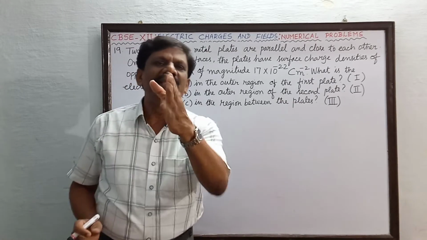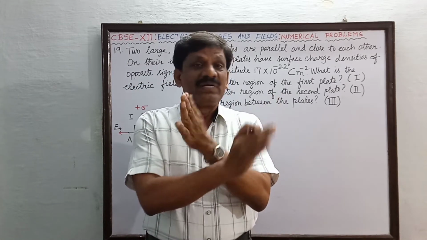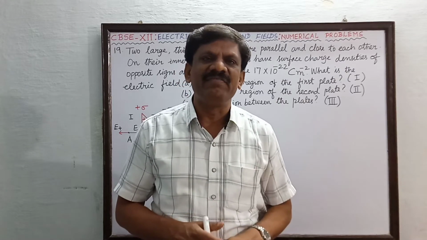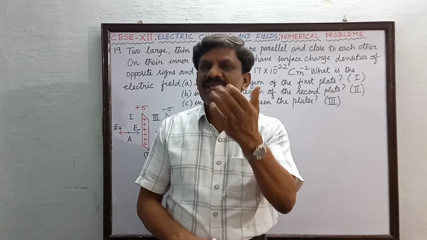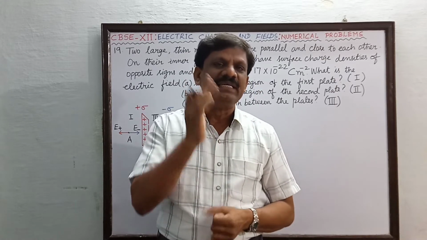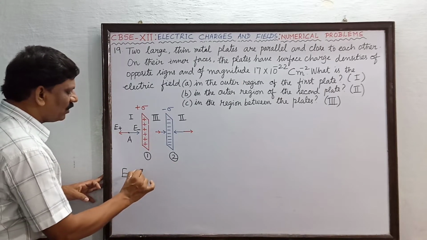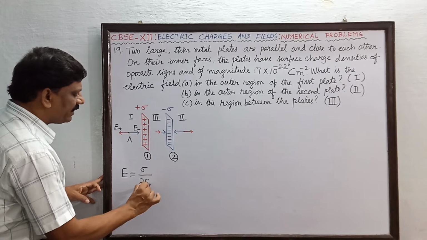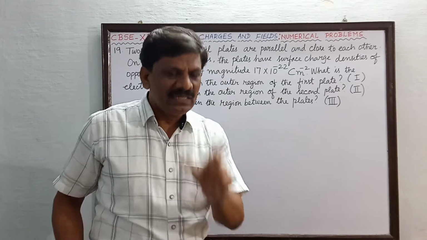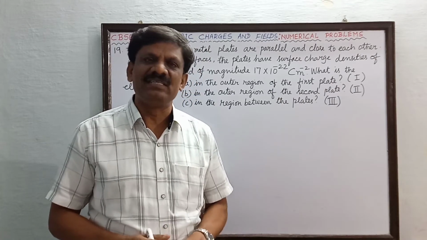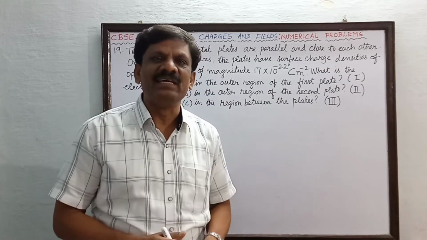Understand? The point A is at different distances from the first plate and the second plate, but still the magnitude of the electric field will be the same, only their directions will be opposite. Because what is the expression for the electric field due to a single metallic plate? We have already studied. E is equal to sigma by 2 epsilon naught. This expression does not have the term distance. It is independent of the distance.